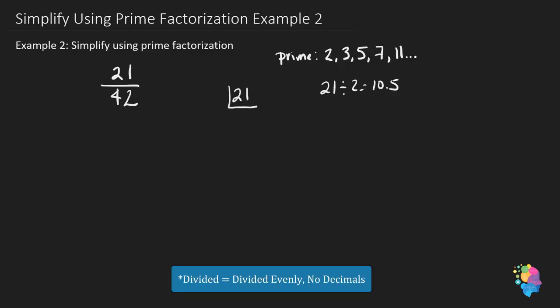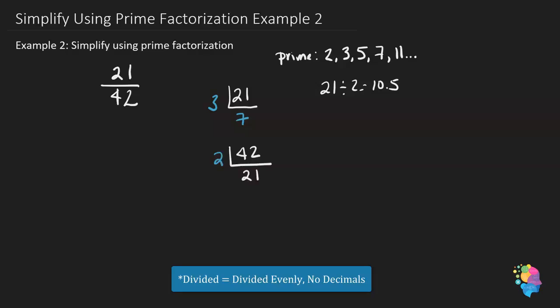So we move to the next prime number. In this case, it is 3. 21 can be divided by 3. The answer is 7. And we stop because 7 is already a prime number. Then we try it again with the denominator. That's 42. So we start with the smallest of the primes. We start with 2. 42 divided by 2 will give us 21.